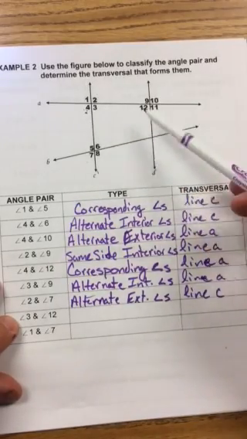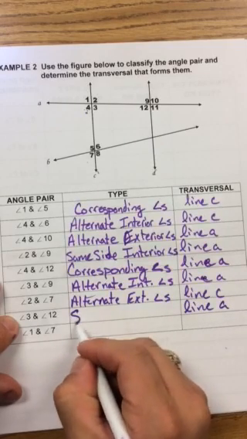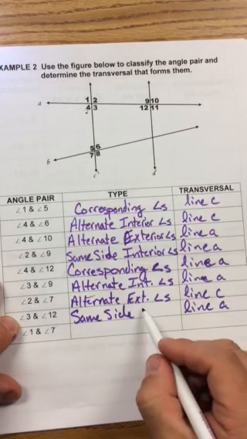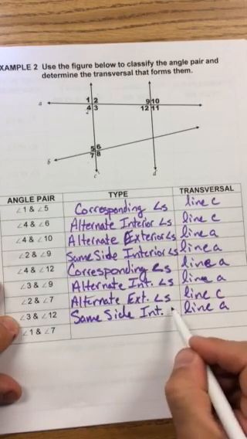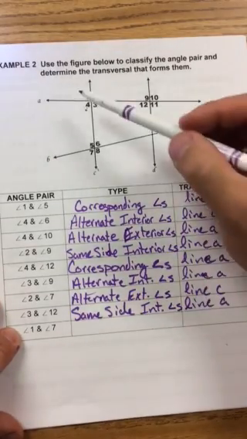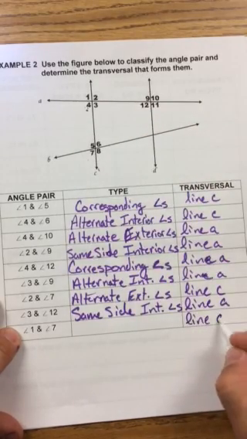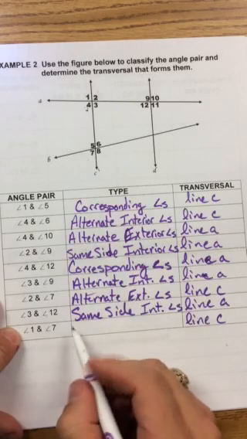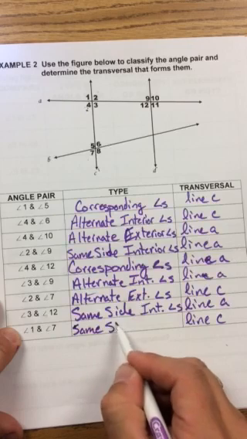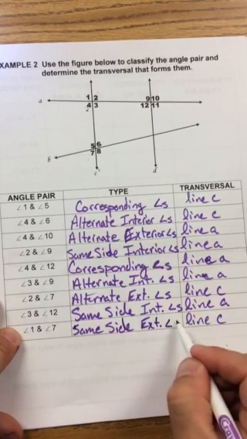3 and 12. Again, the transversal they touch is A. They're on the same side, and they are on the interior. So we're going to say same side interior angles. 1 and 7. 1 and 7 are both on line C, which makes it the transversal. 1 and 7 are both exterior, and they are on the same side. So we're going to say same side exterior angles.